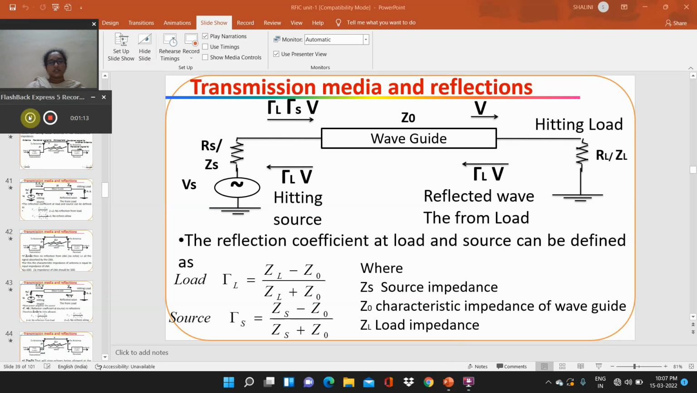The reflection coefficient at load and source can be defined as gamma L is equal to ZL minus Z naught by ZL plus Z naught, where ZS is the source impedance and Z naught is the characteristic impedance of the waveguide. ZL is the load impedance, and gamma S is equal to ZS minus Z naught by ZS plus Z naught.